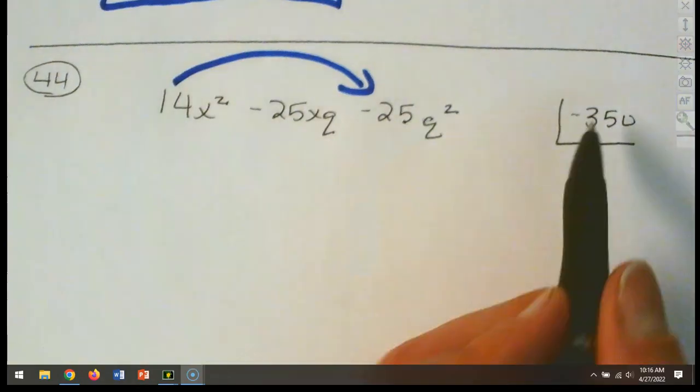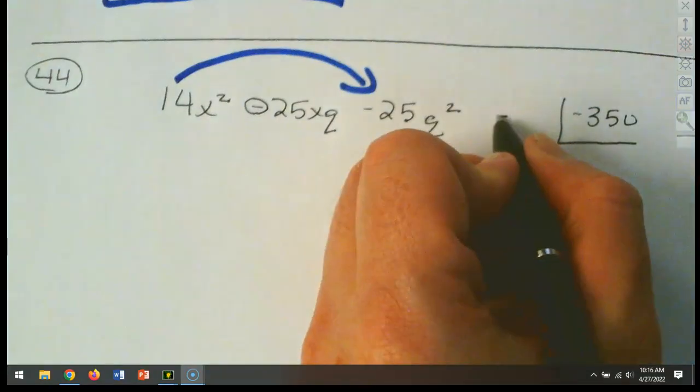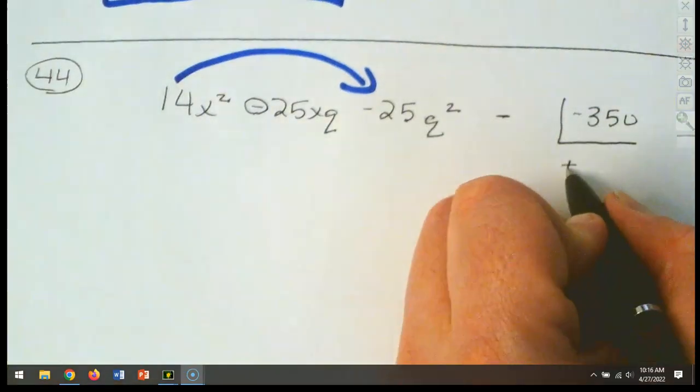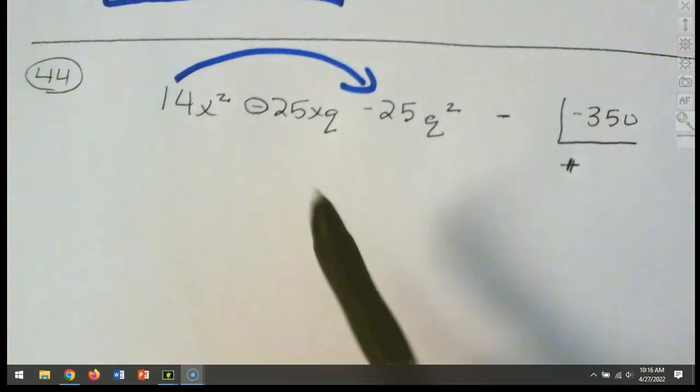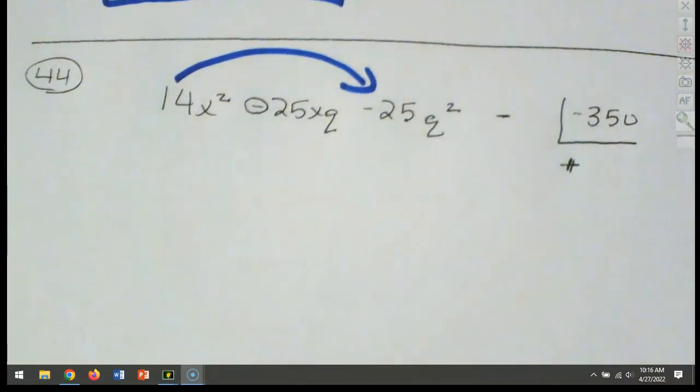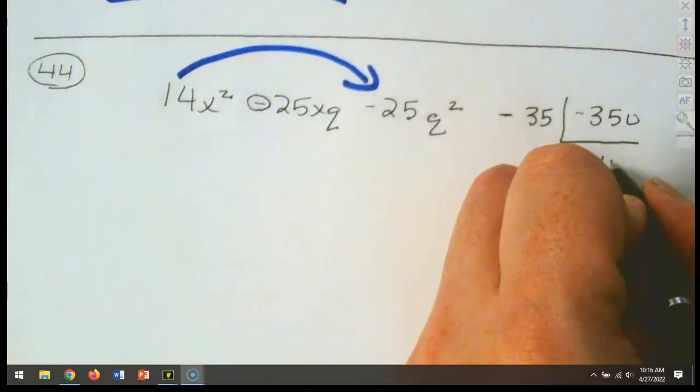What do we know about the signs? It's negative. What's in the middle? Negative. Larger numbers, negative. Smaller numbers, positive. Where would you begin? We need 2 numbers that multiply together to give you 350 and subtract to give you 25. Yep. We want a negative 35 and a positive 10, right?